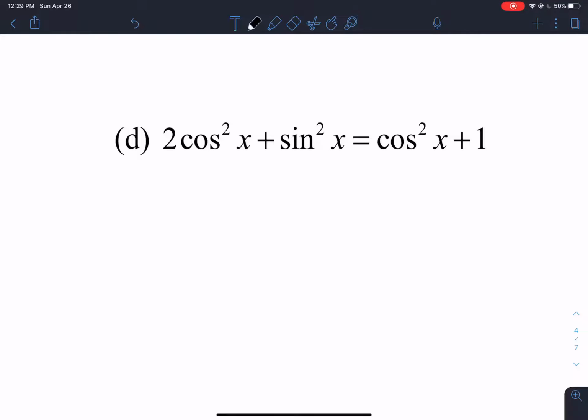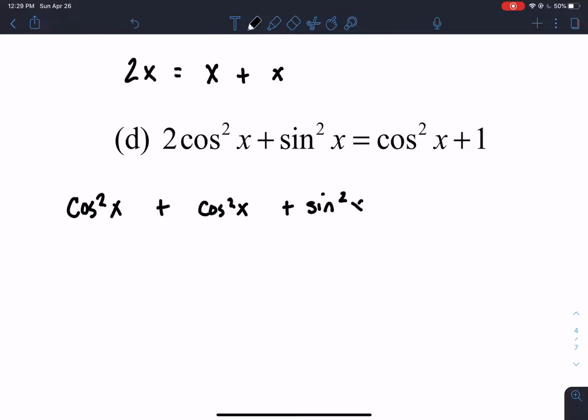If I gave you guys, like, if you had 2x, right? What's another way to write 2x? Well, it's x plus x, right? Well, I can do the same thing with 2 cosine squared, right? I can make that cosine squared plus cosine squared. All right, just split it up into 2 terms instead of 1 term, okay?